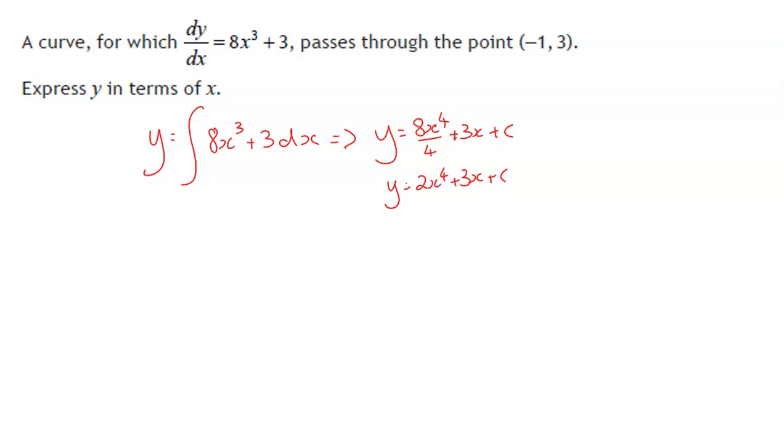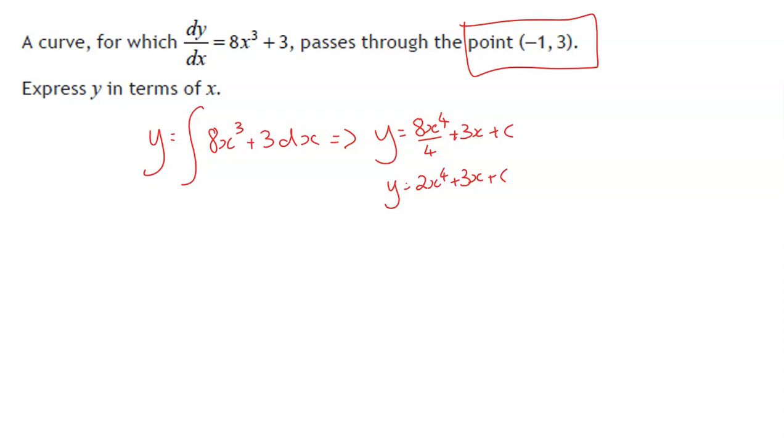If it wants it explicitly expressed in terms of one other variable, we cannot have another variable in there. I.e., if it wants it in terms of x, that c invalidates it because that's a second variable. So we need to get rid of it. However, a question like this, where it wants it explicitly in terms of another one, needs to give us more information. And if you read the question, it does give us more information. It tells me the curve goes through that point. So it tells me that when x is equal to -1, y is 3. That's what that coordinate means.